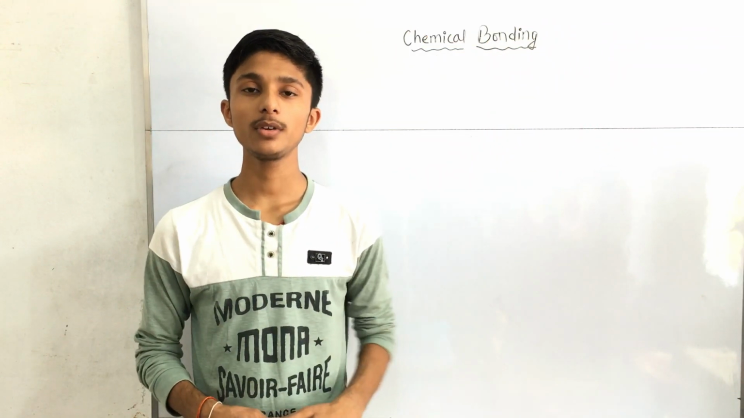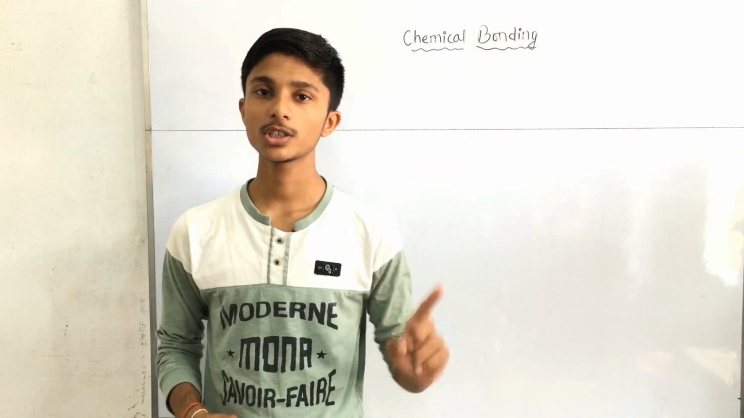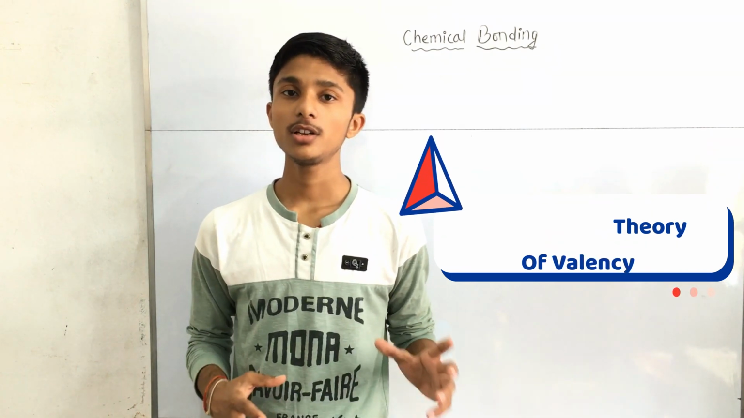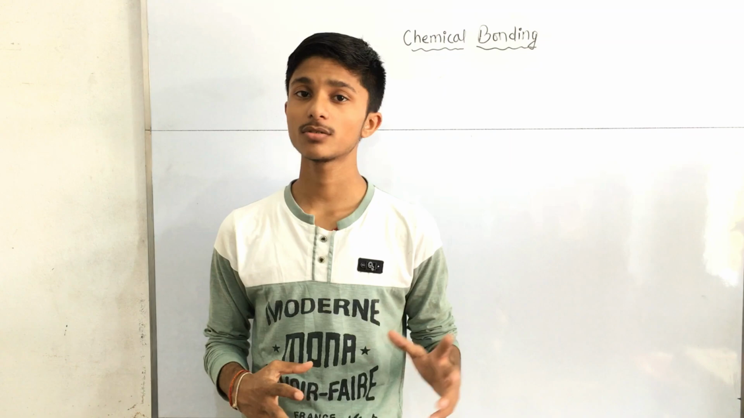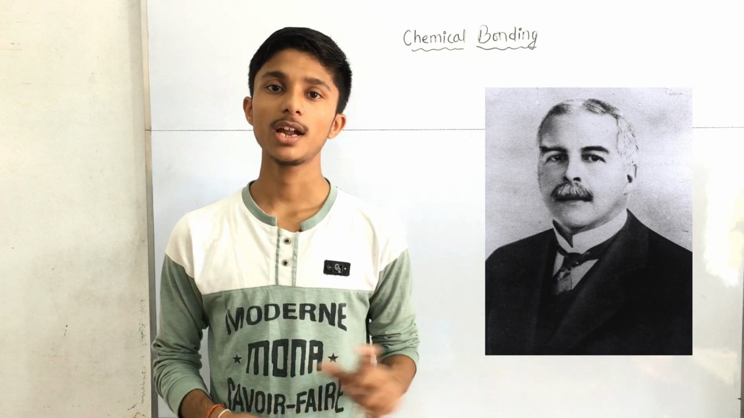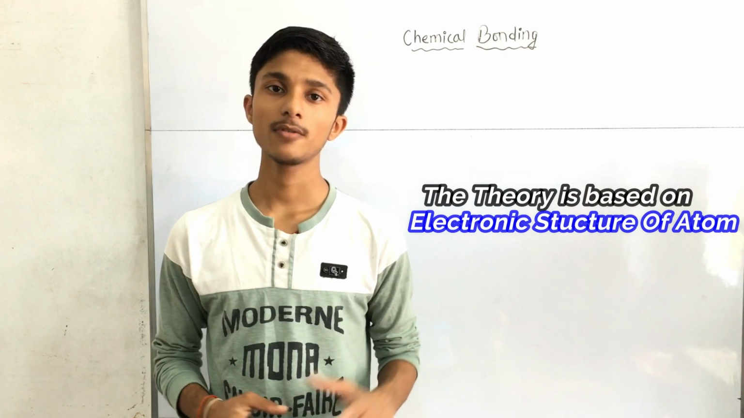Here under chemical bonding we discuss our first topic, that is electronic theory of valency. This theory was proposed by two scientists, G. N. Lewis, that is Gilbert Lewis, and W. Kossel, Walter Kossel, in 1916 AD, in order to explain how the formation of chemical bond takes place. And this theory is based on electronic structure of atom.